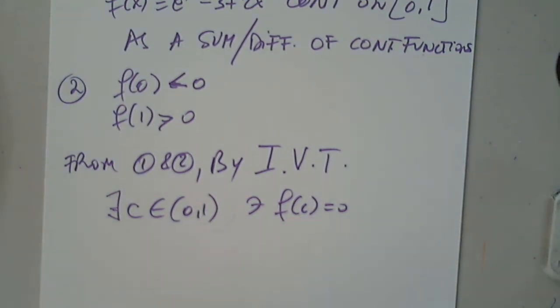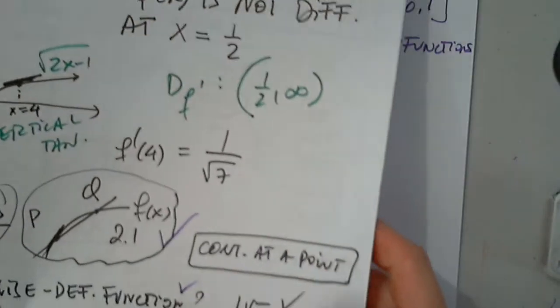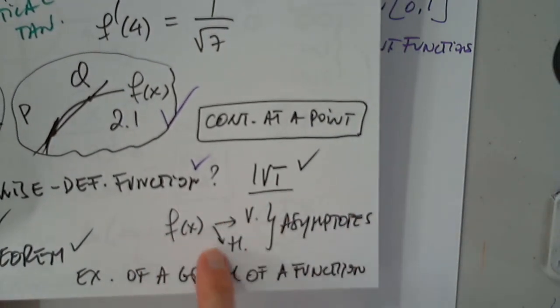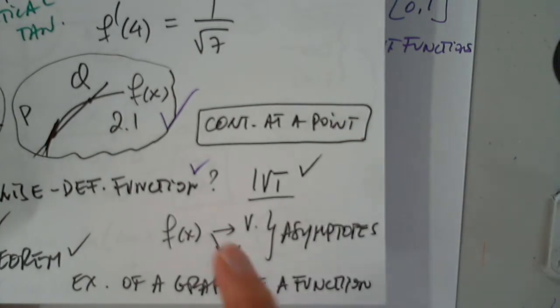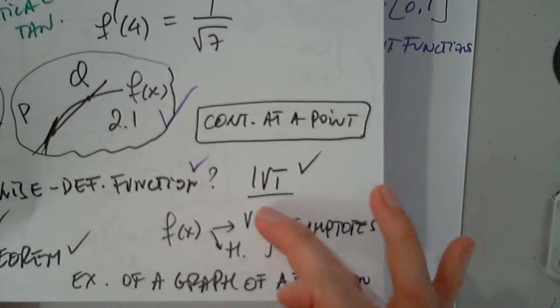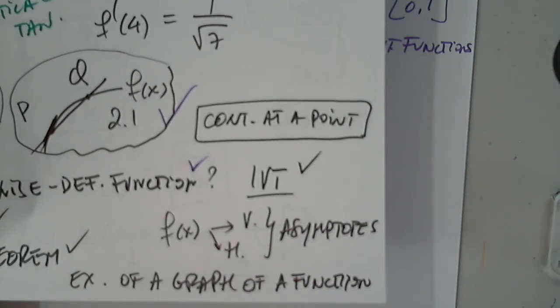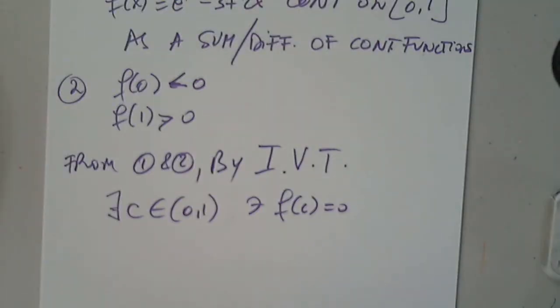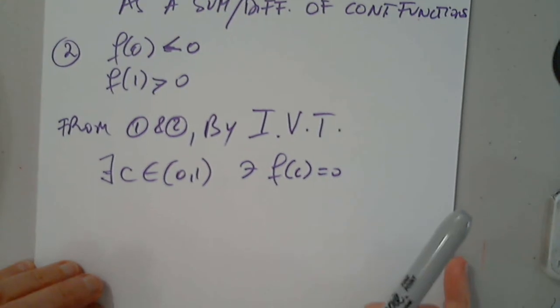Good. Back to the list. This was IVT. I'd like to talk about a simple example in which you will be asked to find the vertical and the horizontal asymptotes. Is that okay? Okay, so I'm going to make one up.